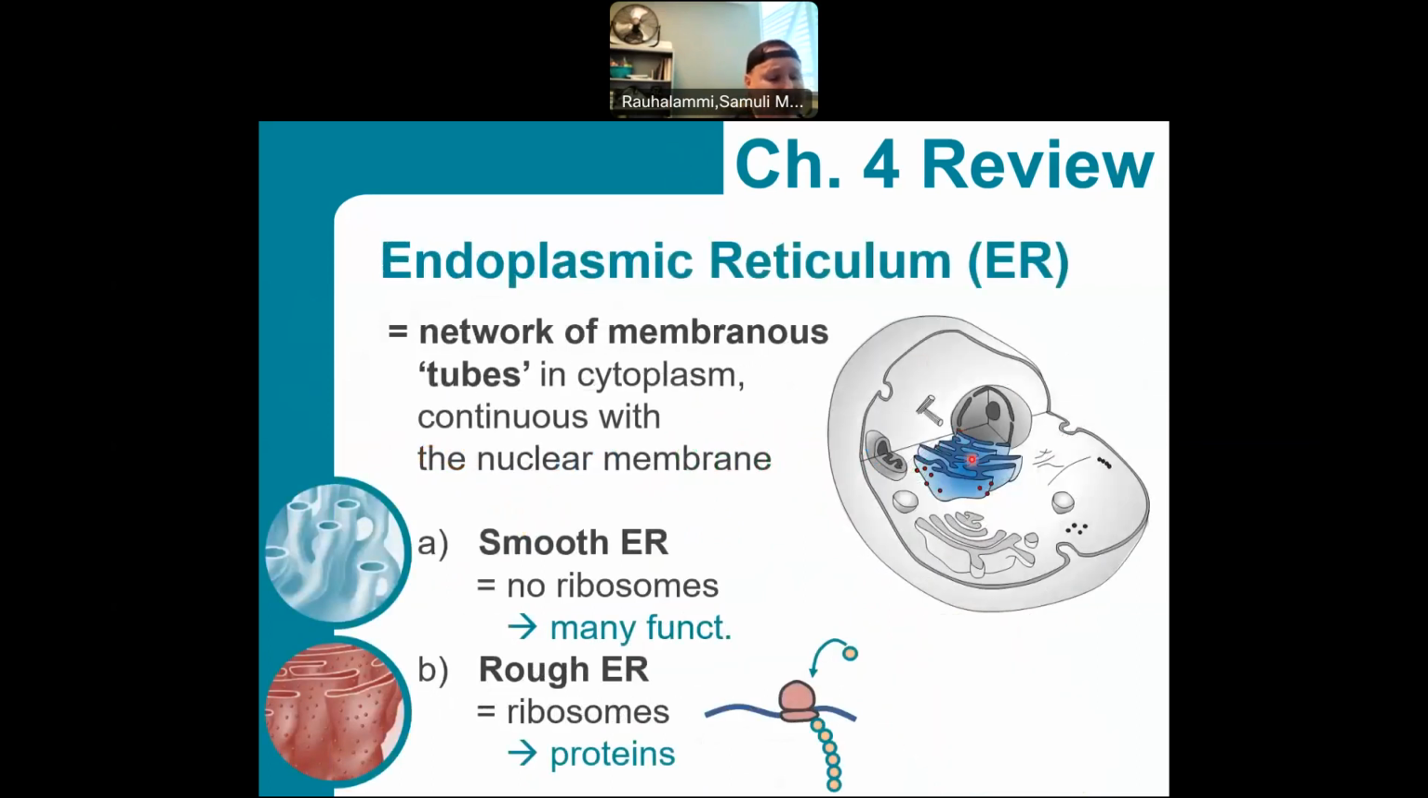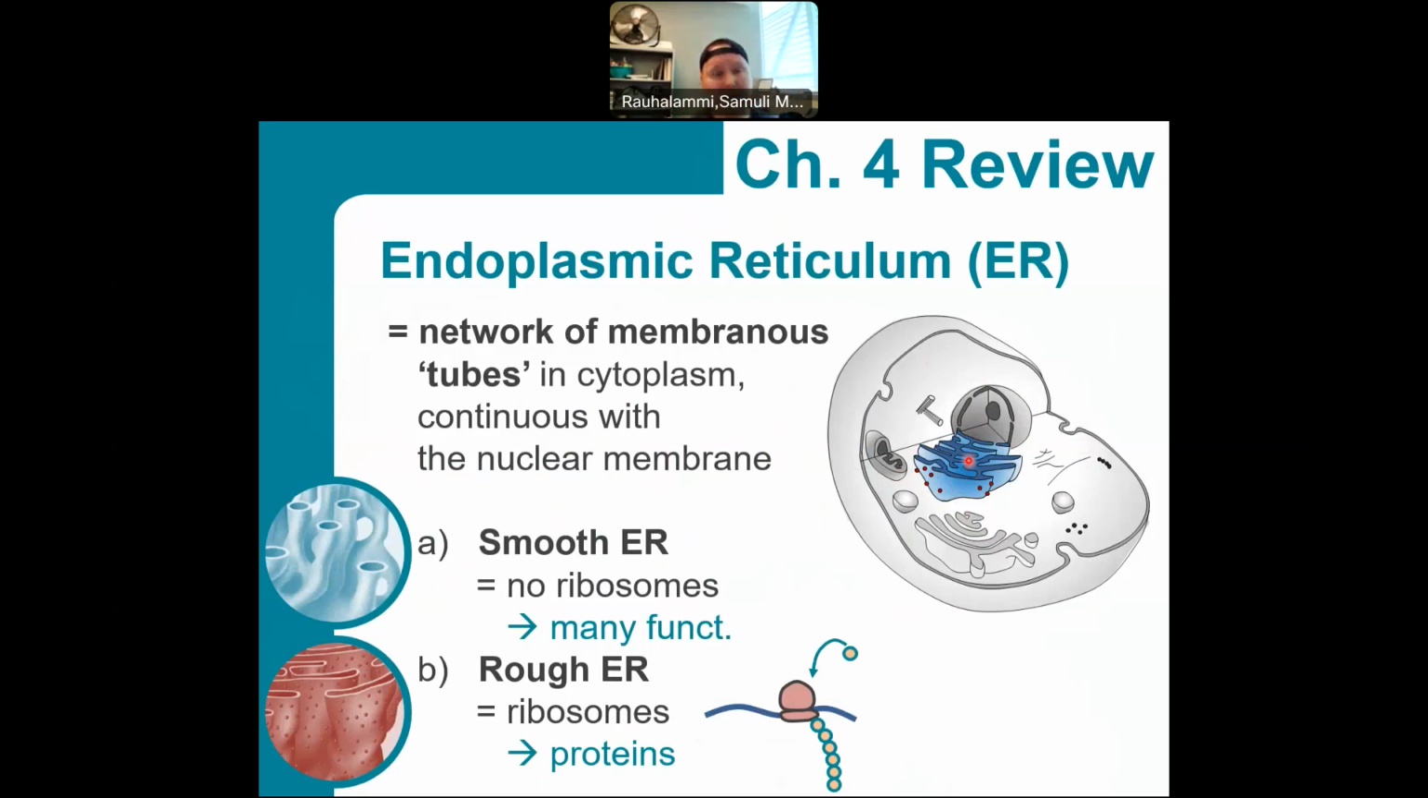Another structure that you see in the cells is known as endoplasmic reticulum. Endoplasmic reticulum is kind of an outgrowth network of membrane tubes coming from the nucleus of the cell, and they can extend in many directions within the cytoplasm. There are two types of endoplasmic reticulum. There's smooth ER, in which case these membrane tubes don't have anything on their surface. They're just nice and smooth in their appearance, and they play many different roles in the cell's functions.